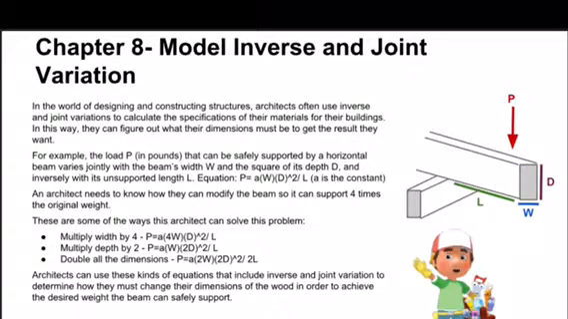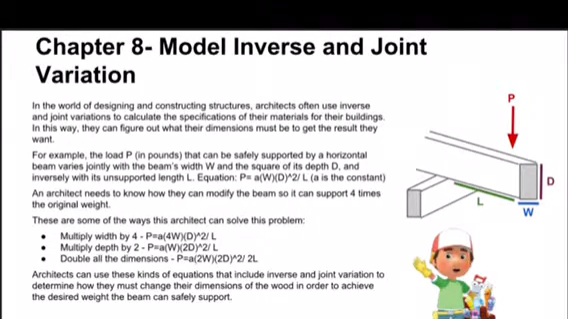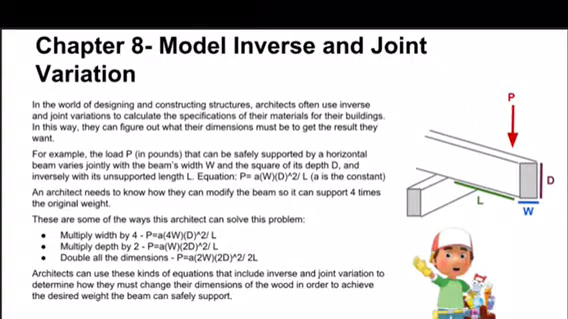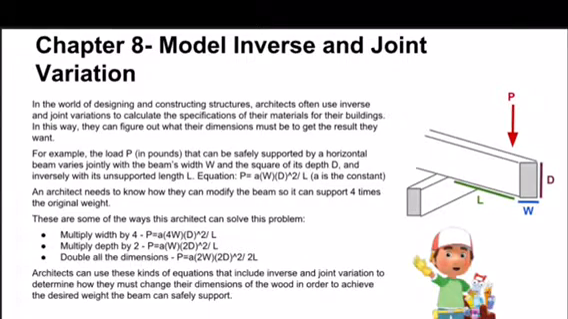For example, the load P in pounds that can be safely supported by a horizontal beam varies jointly with the beam's width W and the square of its depth D, and inversely with its unsupported length L. The equation is P equals A times W times D raised to the 2 over L. A is the constant. An architect needs to know how they can modify the beam so it can support 4 times the original weight. There are multiple ways that an architect can solve this problem.